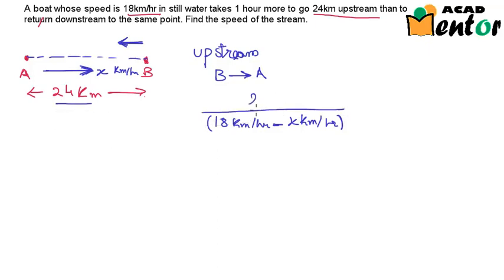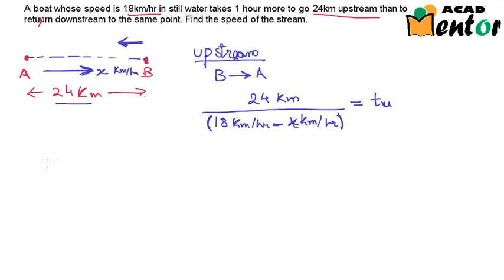So if the total distance of 24 kilometers is divided by the effective speed of the boat, we will get the time that it will take to travel upstream. We can call it time TU. So TU is the time that the boat takes to travel upstream.